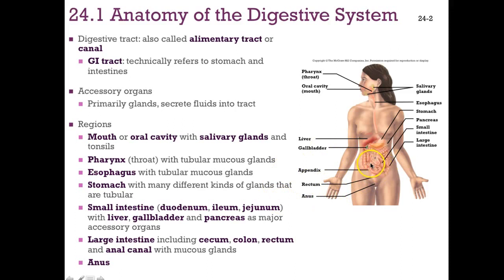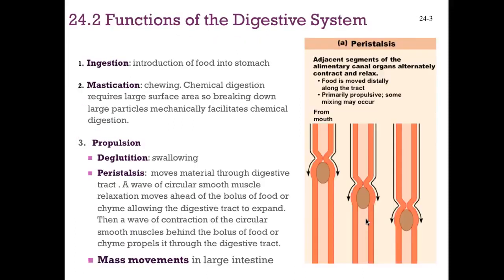So our small intestines is then going to lead us into the large intestines, which will include the cecum, which would be this blind pouch right over here, and continue up across the abdomen, moving on down, and eventually to the rectum and the anal canal. And they are going to contain mucus glands within them as well. And of course, the contents will be defecated at that point.